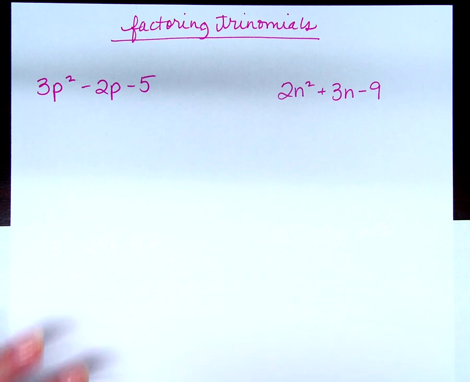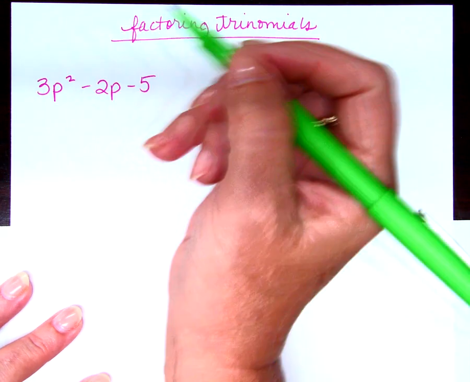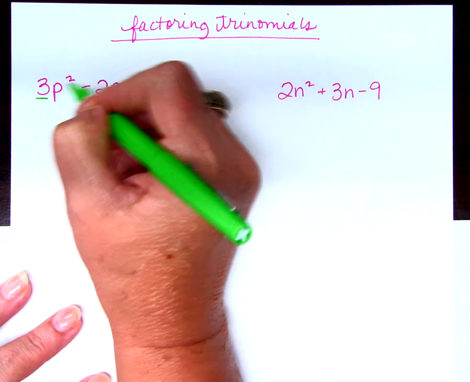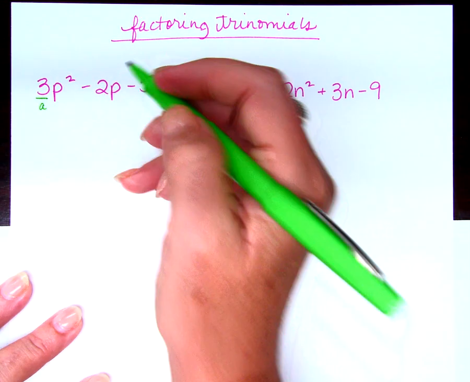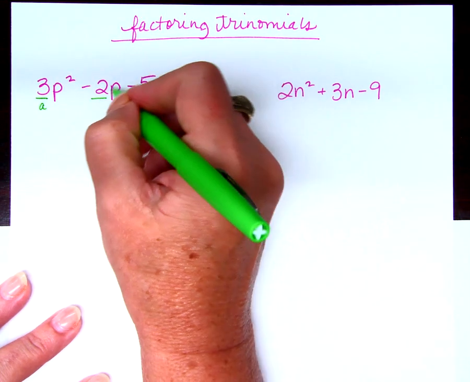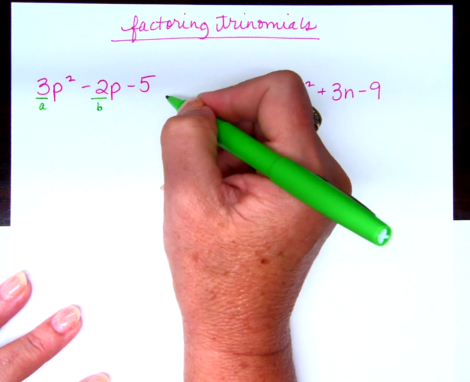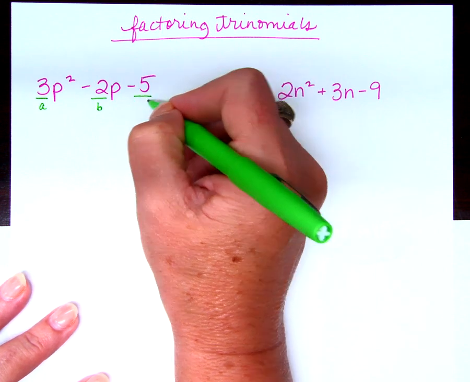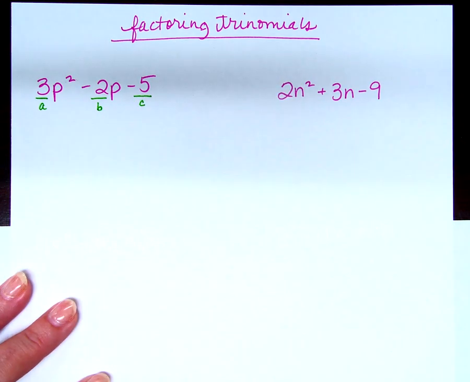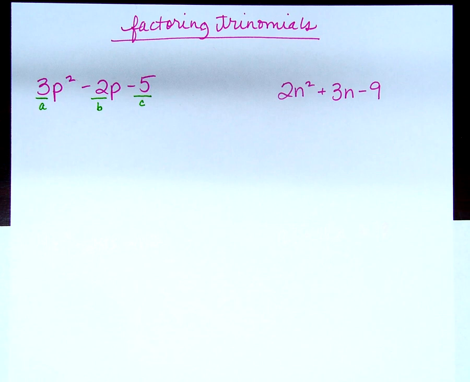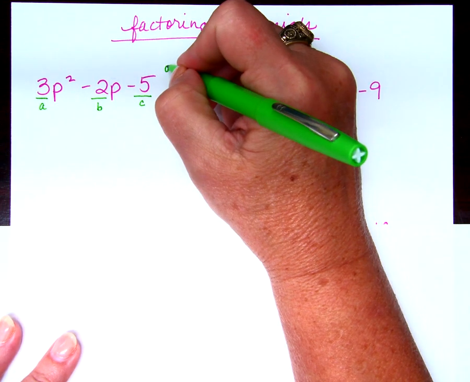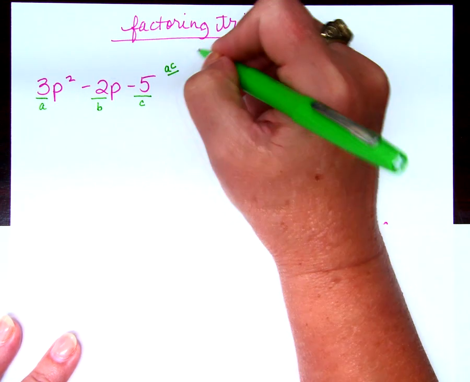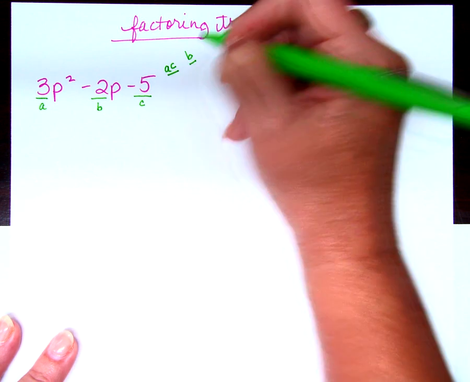So here's what first of all you need to know. The term beside the square term is called A. The term beside the term that is not squared is called B. And the constant is called C. So the first thing I need you to do is find 2 values: I need you to find AC and I need you to find B.